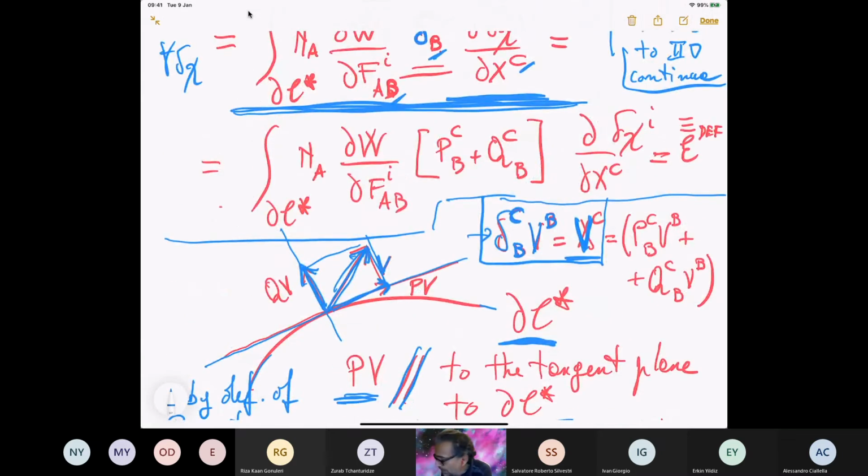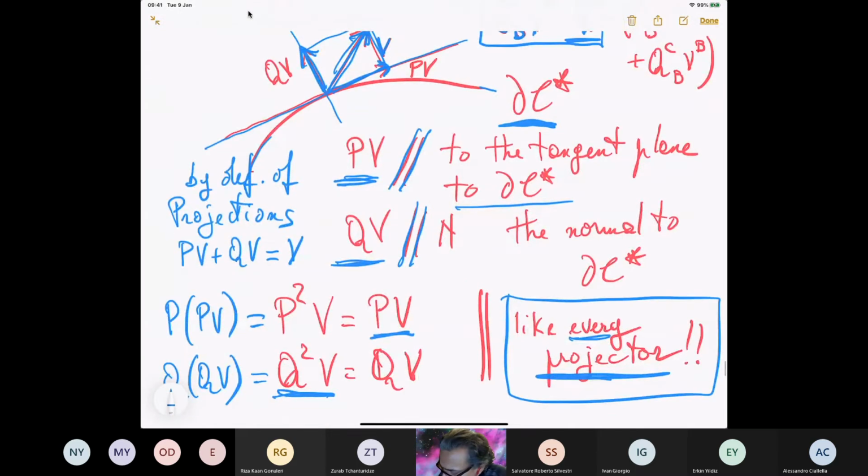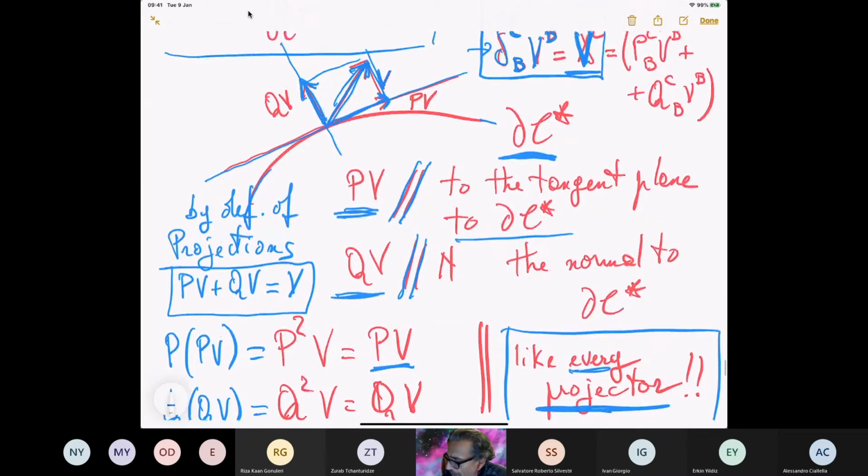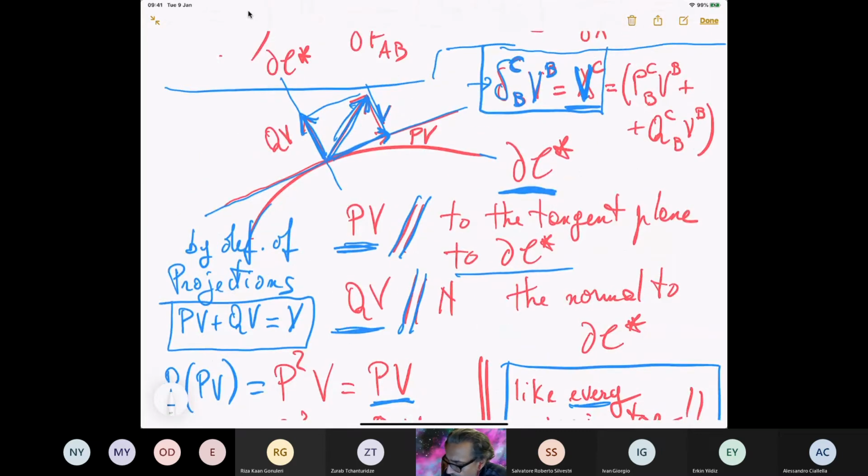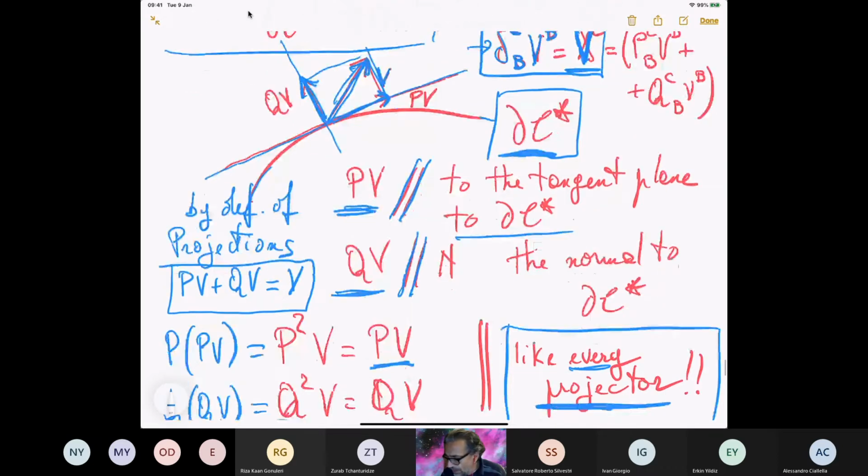Now, this equality here is true because in the space where the boundary of C star is three-dimensional, the tangent plane is bidimensional, and the normal direction is one-dimensional, so that you have 3 dimensions, 2 from the tangent plane and 1 from the normal. So for this equality, P and Q are enough for reconstructing V via its projections.